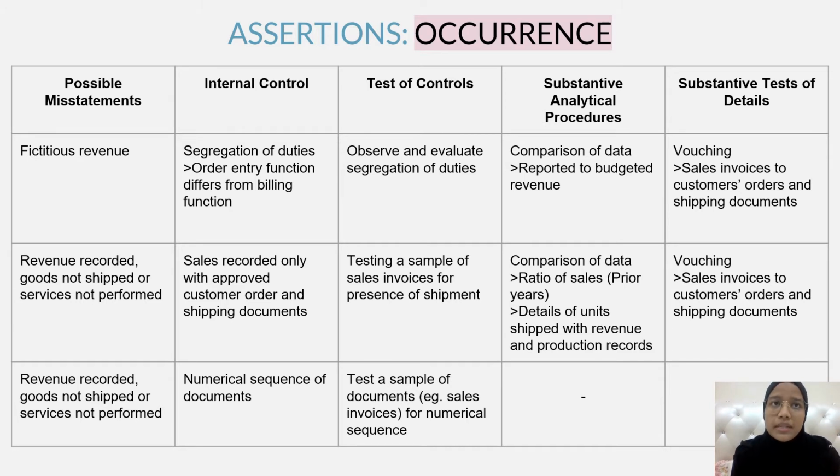The internal control that might be involved is segregation of duties, where the order entry function will be separated from the billing function. The audit procedure that can be done is tests of control, where the auditor will observe and evaluate the segregation of duties, while the analytical procedure is that the auditor will compare the data with the budgeted revenue, and for the substantive test of details, we can use vouching techniques, which can ensure that sales invoices, customers' orders, and shipping documents are described accurately.